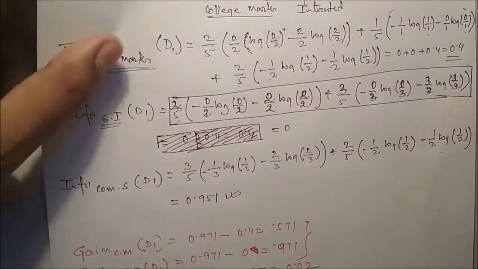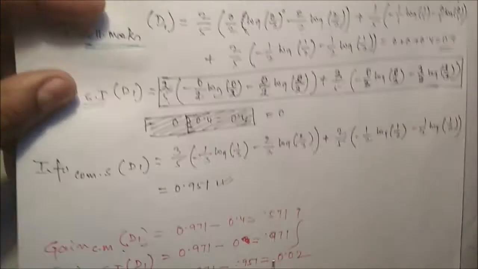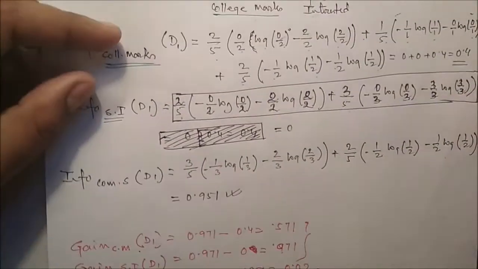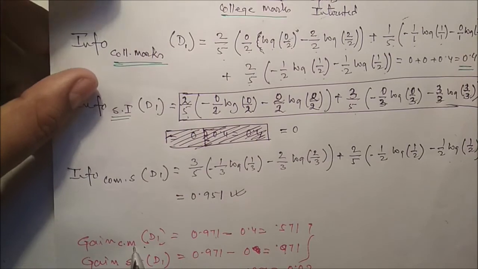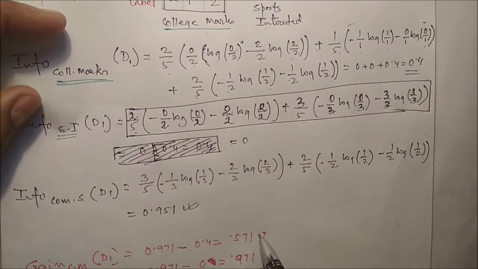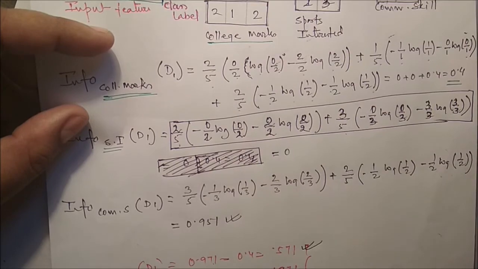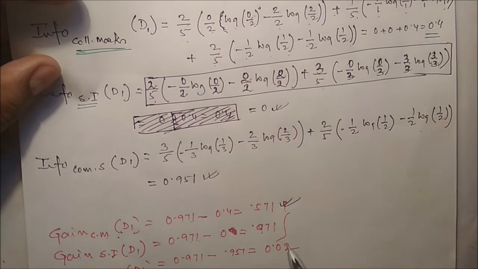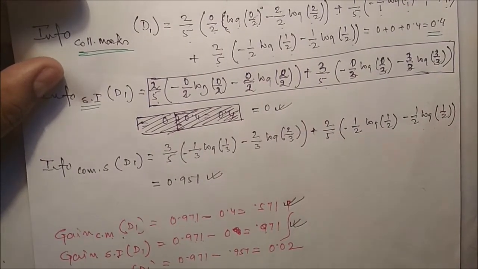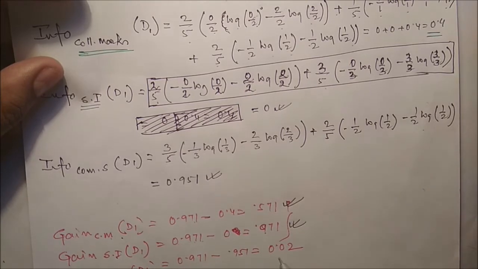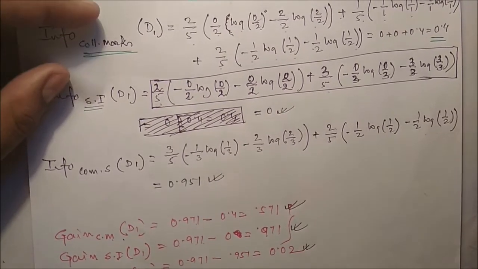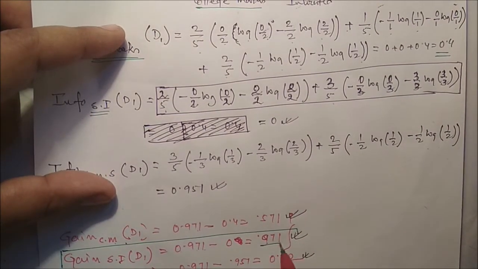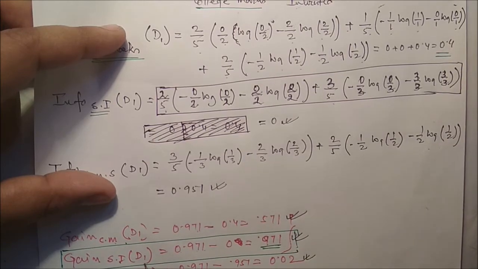Now we have to identify the gain. Gain is the entropy of the whole database, which is 0.971, minus the attribute entropy. For college marks, it is 0.971 minus 0.4, that is 0.571. For sports interested, it is 0.971 minus 0, which is 0.971. For communication skills, 0.971 minus 0.951 is 0.02. Out of these, the maximum value is for the attribute sports interested.